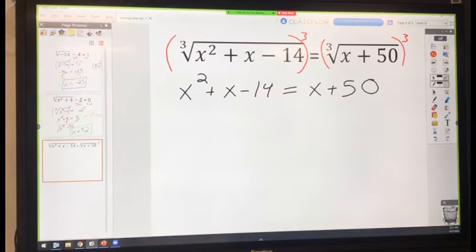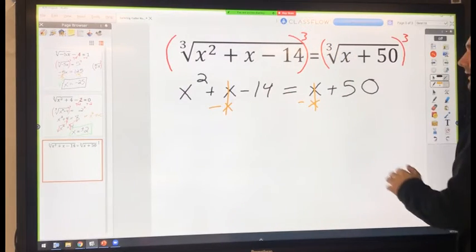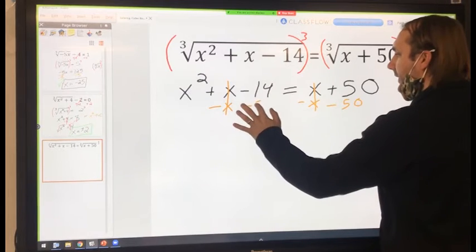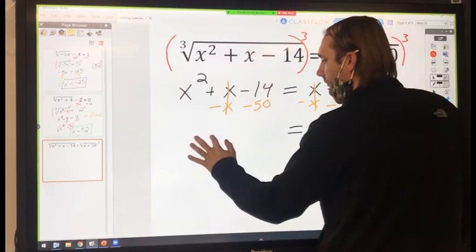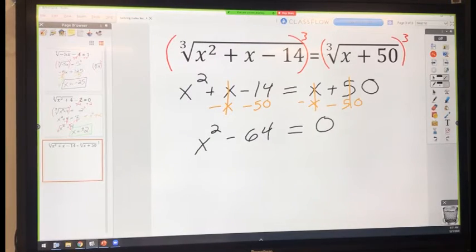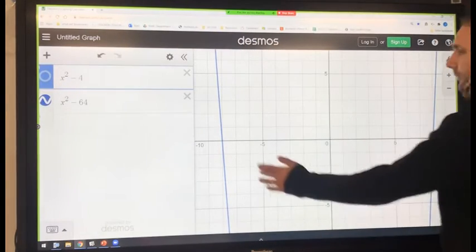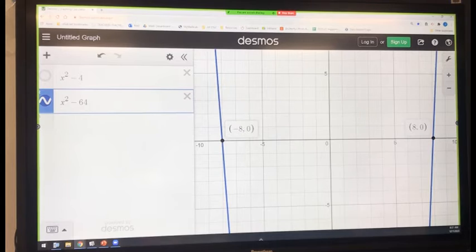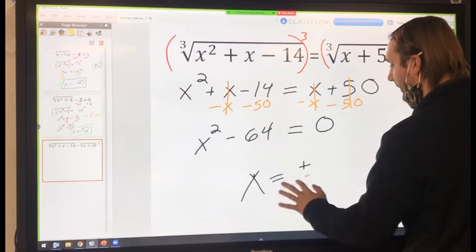What would you want to do next? Move that to the left side. So by doing that, we do what? Minus x and minus 50. We're going to set it equal to 0. So minus x on both sides, hey lucky us, my x cancels, and minus 50 on both sides. I get a quadratic equal to 0, x squared minus 64. Since we set it equal to 0, let's go ahead and graph it. x squared minus 64 gives me solutions of plus 8 and minus 8. So x equals plus and minus 8.